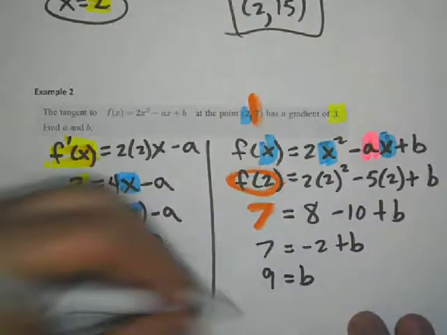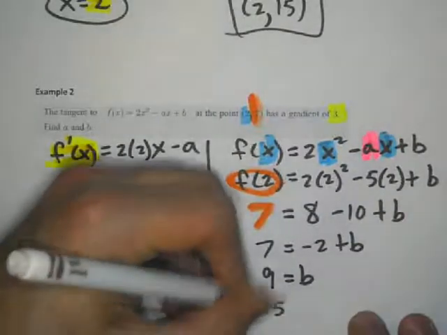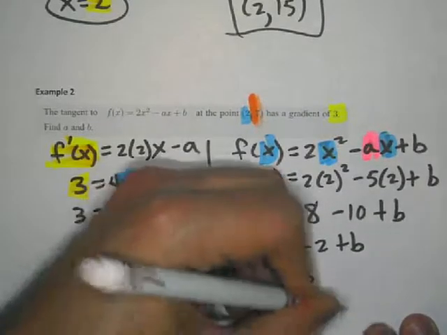So now I see that a equals 5 and b equals 9.